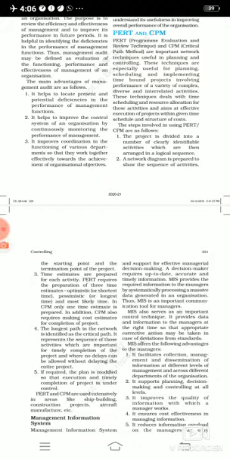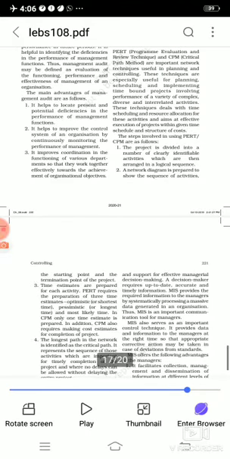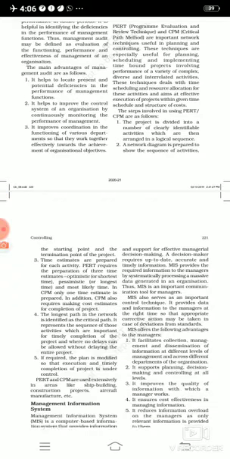Now the next advantage is it helps to improve the control system of an organization by continuously monitoring the performance of management. With the help of management audit, we continue to see how the management functions are conducted inside the organization, means how the different functions of management are going inside the organization. So with the help of this continued monitoring, we are able to improve their performance.